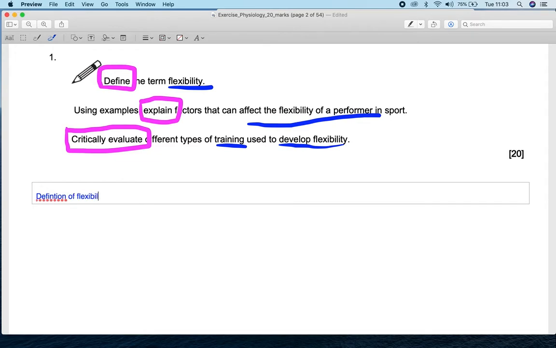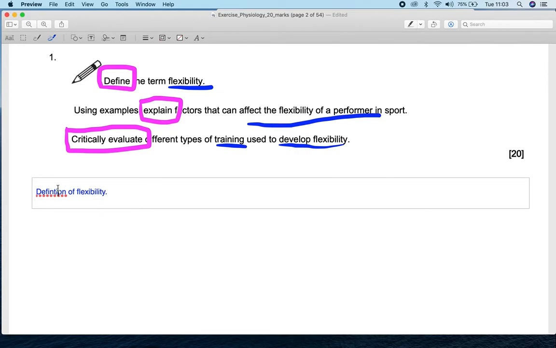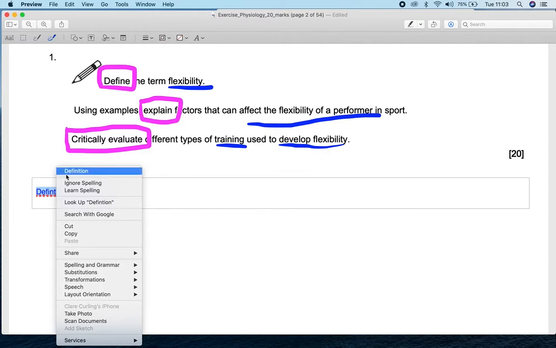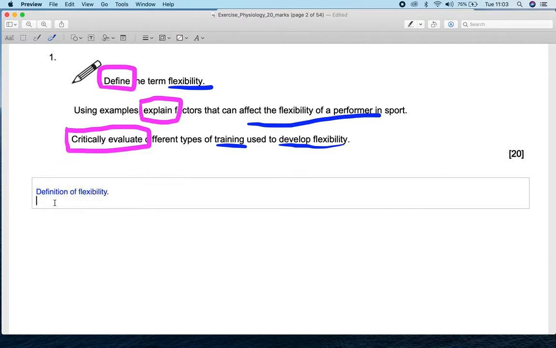Helps if I can type, but there we go. Anyone that's used to lessons with me, you'll be used to my lack of spelling. There you go. Okay, so definition of flexibility. All right, so what do we know about it?